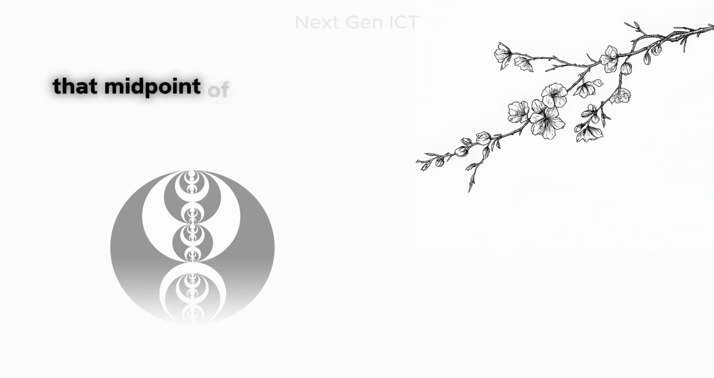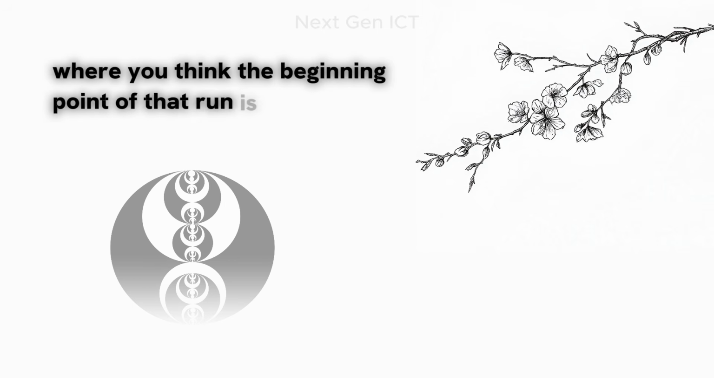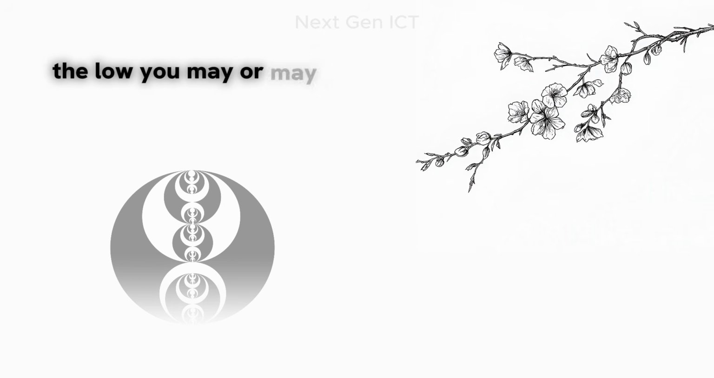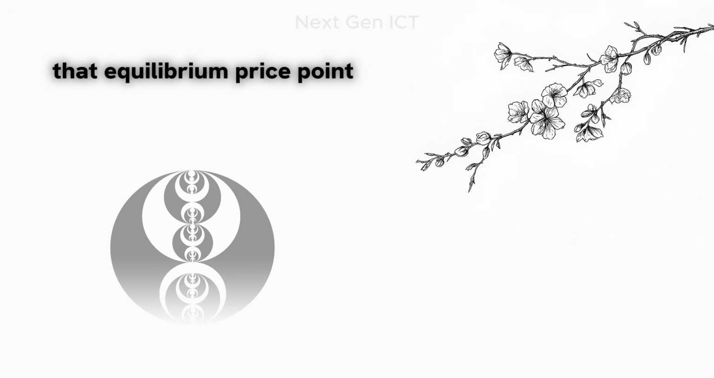That midpoint of that run, that will be equilibrium. Now that range is not really there yet. You're just implying that that's where it's going to likely go. So between where you think the beginning point of that run is, the low, you may or may not actually be in the move yet. But assuming that you are or aren't, who cares? The midpoint of that equilibrium price point, at that point or below it, that's where your best buys are going to occur.